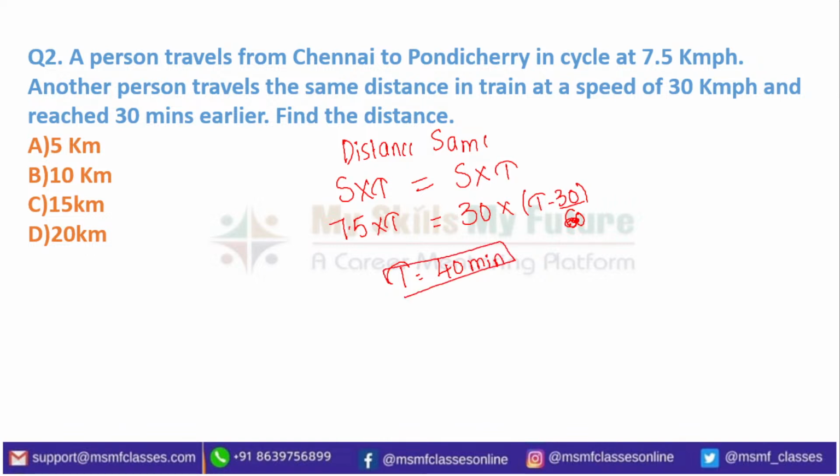We want the distance. You can substitute in the left hand side or the right hand side. I am taking the left hand side. Distance equals speed into time. Speed is 7.5, and time is in minutes, so you can convert to hours: 7.5 into 40 by 60. 7.5 into 40 is 300, and 300 by 60 is 5. The distance between the two points is 5 kilometers. 5 kilometers represents option A, which is the correct answer.